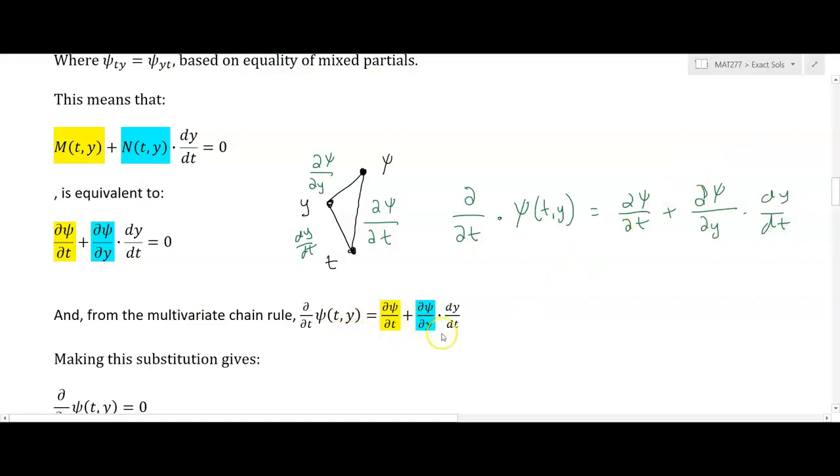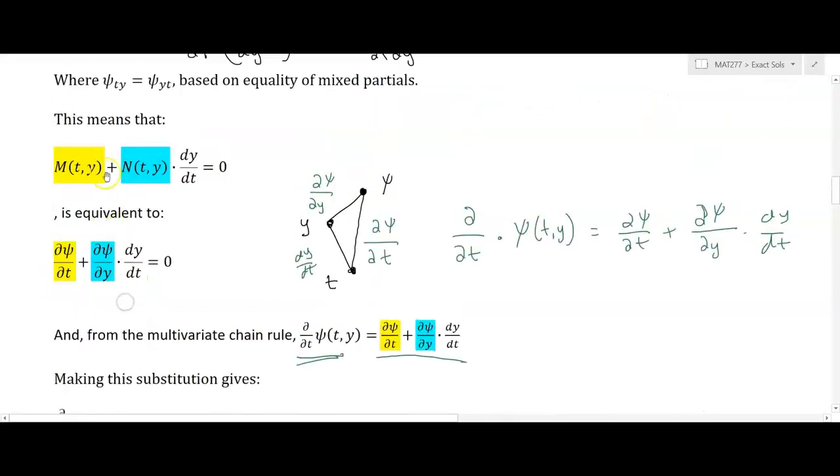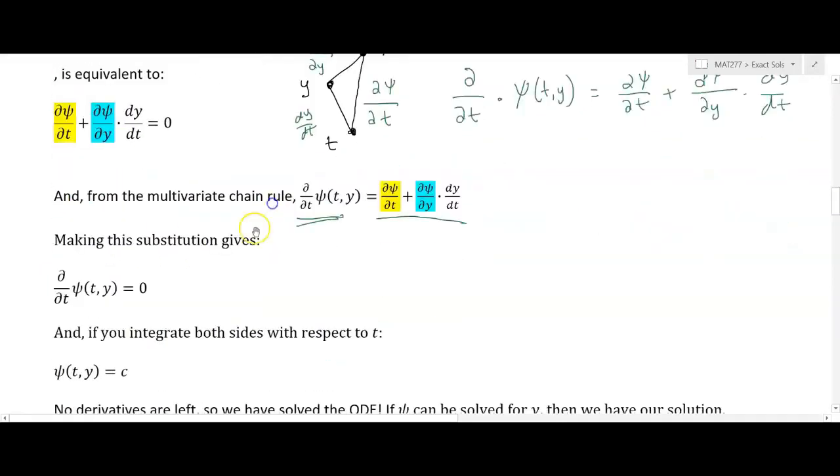And what that allows us to do is we're allowed to now make a mathematical substitution. Anywhere I see this, I can replace it with this. So I'm going to do that. I'm going to replace this whole left side right here with the derivative of ψ. Well, that's pretty cool. So that means that now I've reduced my entire equation that started off as M plus N times dy/dt equals 0 to the derivative of some function equals 0.